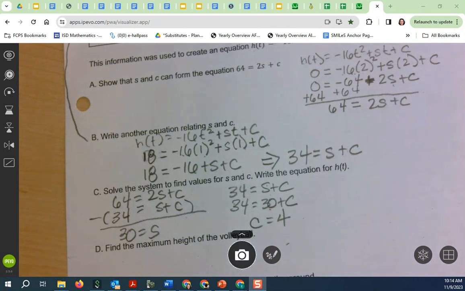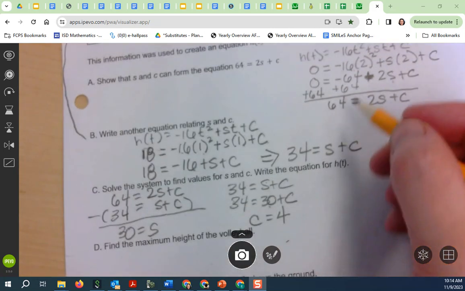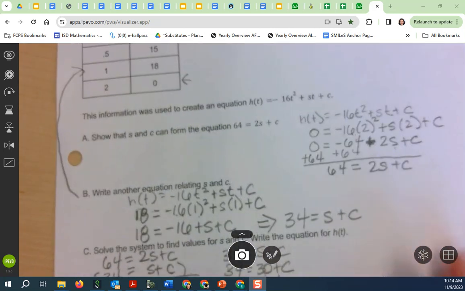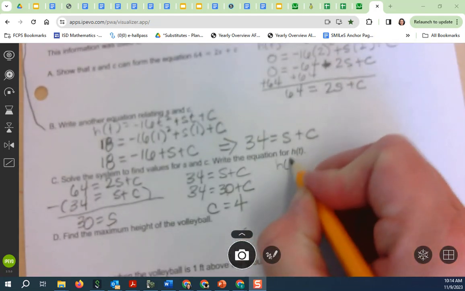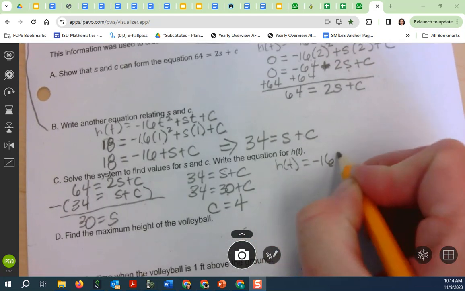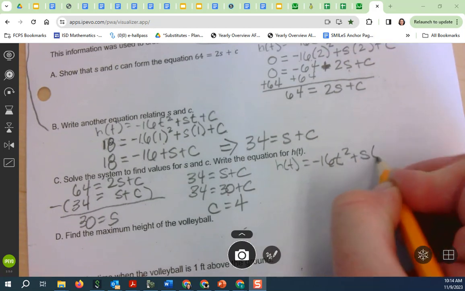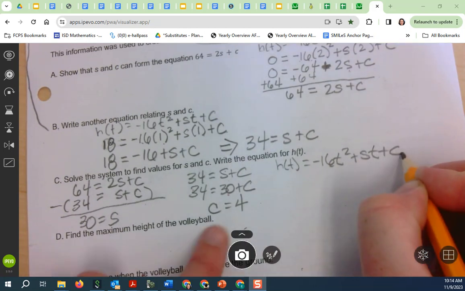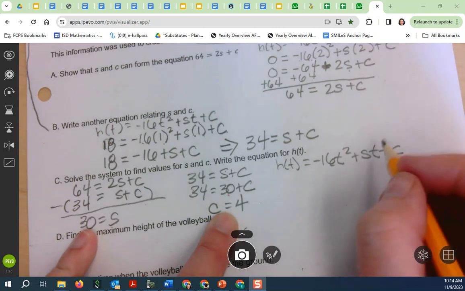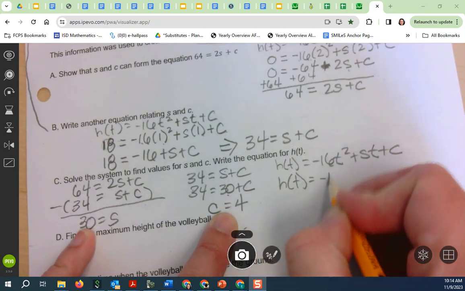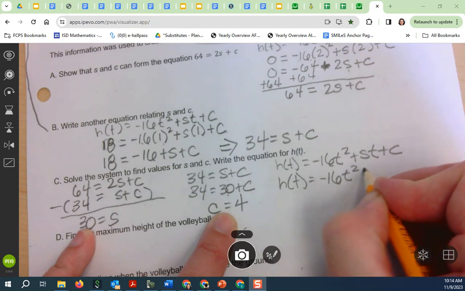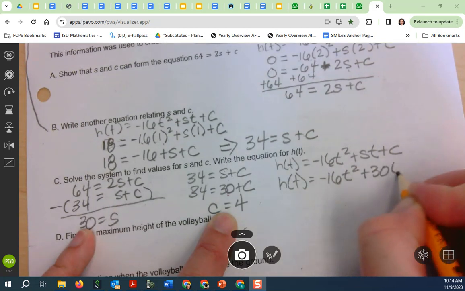And then it says to write the equation. So to write the equation, I go back up to this one up here. H of t equals negative 16t squared plus st plus c. And I'm going to put in my 4 and my 30. Negative 16t squared plus 30t plus 4.